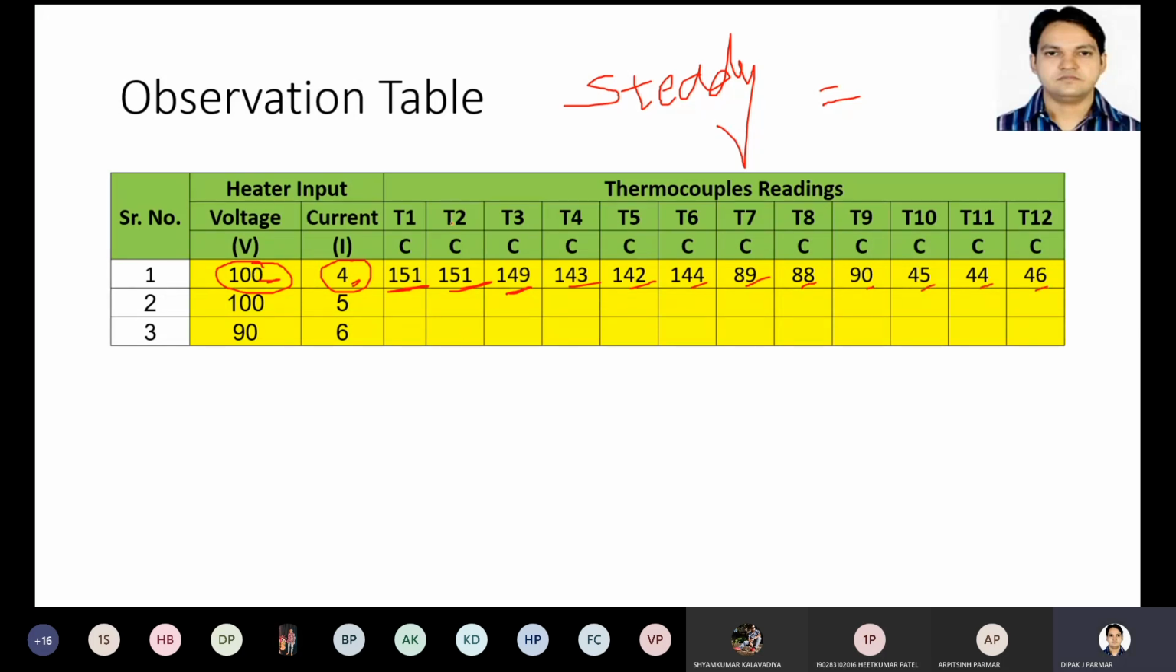As we have mentioned, the average of the first group will be the first surface temperature, the average of the next will be the second surface temperature, the average of the next will be the third surface temperature, and the average of the last will be the fourth surface temperature. Right.